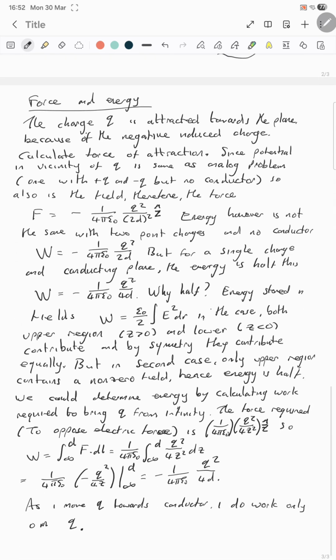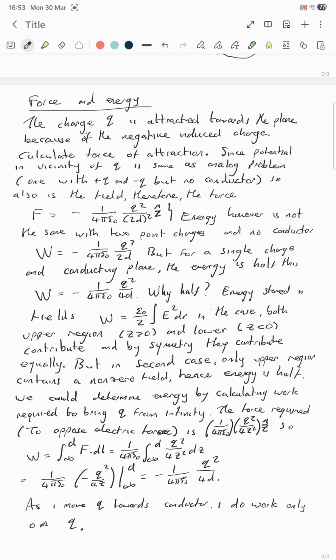Now, the force and energy. The charge Q is attracted towards the plane because of the negative induced charge. We calculate the force of attraction since the potential in the vicinity of Q is the same as in the analogous problem with plus Q and negative Q but no conductor. So also is the field. Therefore the force equals this, where as usual the hat denotes a unit vector.